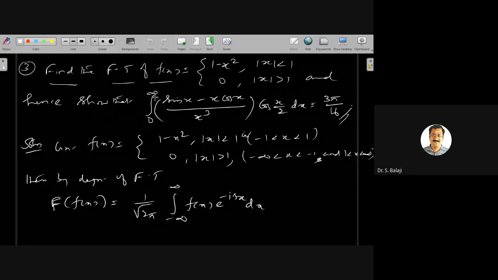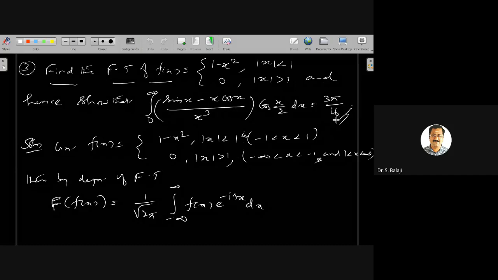integral 0 to infinity, (sin x minus x cos x) whole divided by x cube, into cos x by 2 dx, is equal to 3 by 16. Here, first you have to find the Fourier transform of this function. Based on the result obtained about the Fourier transform of that function, you have to identify the value of the integral. You have to show that value is 3 by 16.